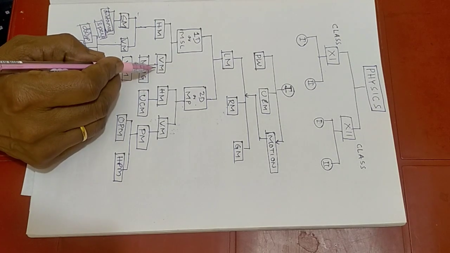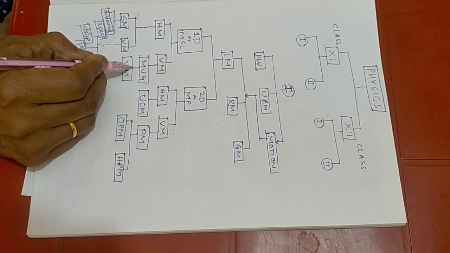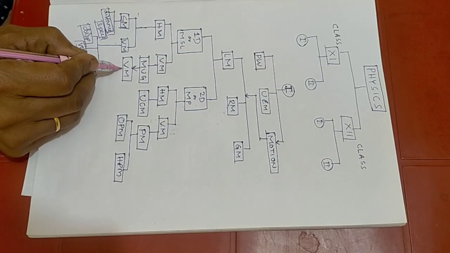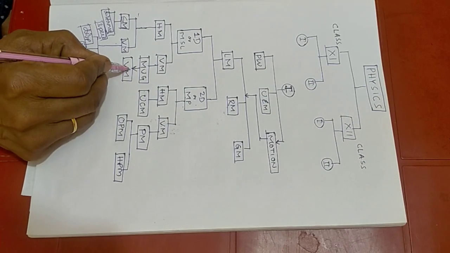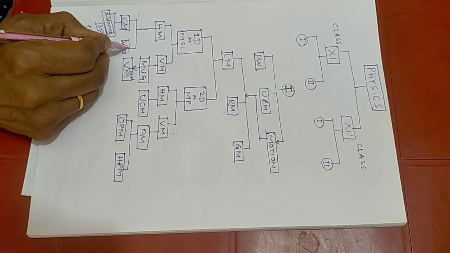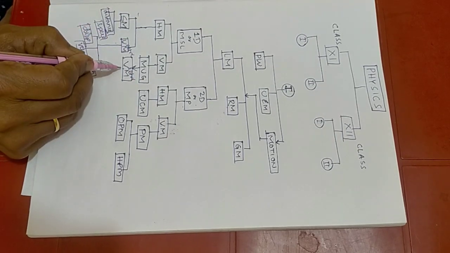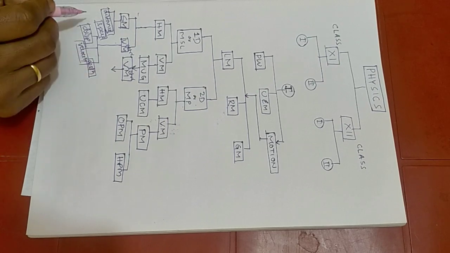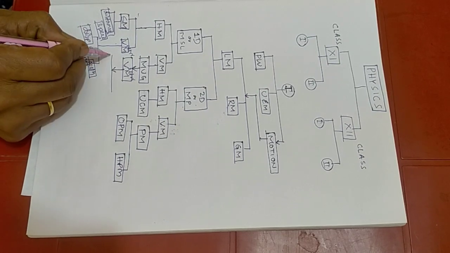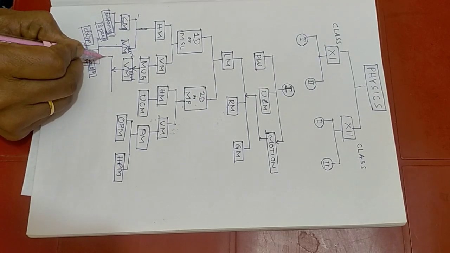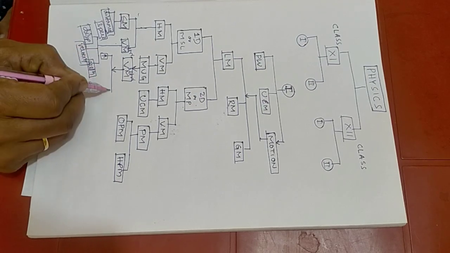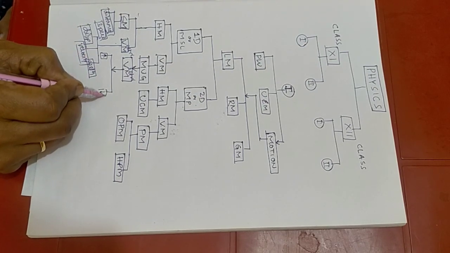Under vertical motion, we will have motion under gravity. This will be only vector motion. This will be of two types, either upward motion or downward motion.